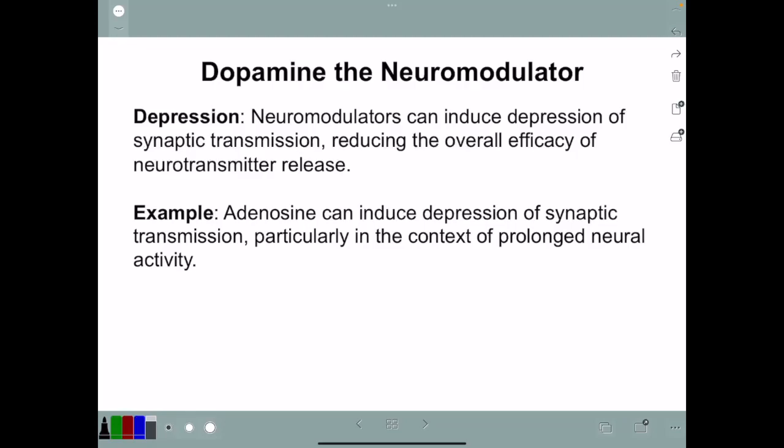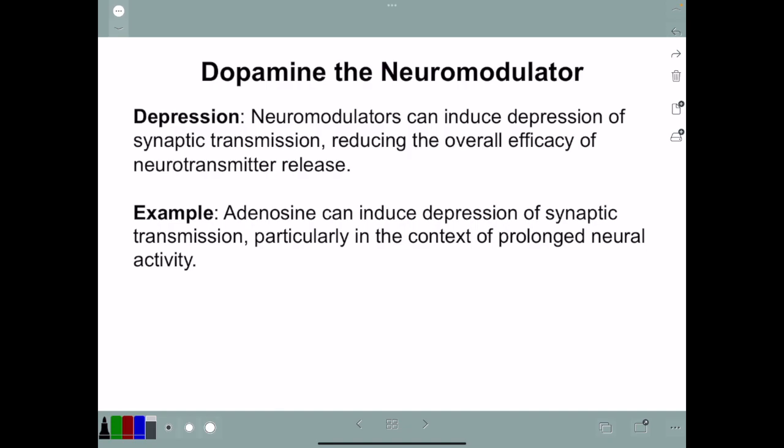Okay, so we talked about facilitation. Now let's go over another part of modulation that is affecting our synaptic efficacy. This one is the opposite of facilitation. It is depression. So they can induce depression of synaptic transmission, which is reducing the overall efficacy of neurotransmitter release. And so it just does the opposite. It makes that postsynaptic neuron less sensitive to any presynaptic signal coming to it.